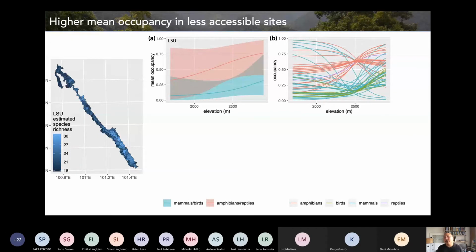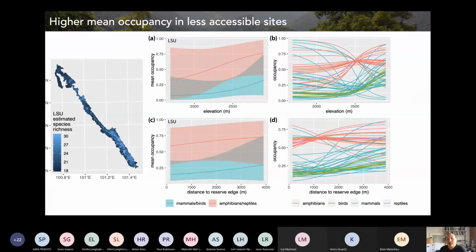So they're going up. Now, if you look on the right-hand side, you also see that preponderance of lines going up, where each one of those lines is a separate species. But you definitely see some lines going down as well, right? So most species are found more towards higher elevations. Some species are definitely found towards lower elevations. I'm going to do the same analysis for the distance to reserve edge, and it's much weaker, or maybe not present at all.